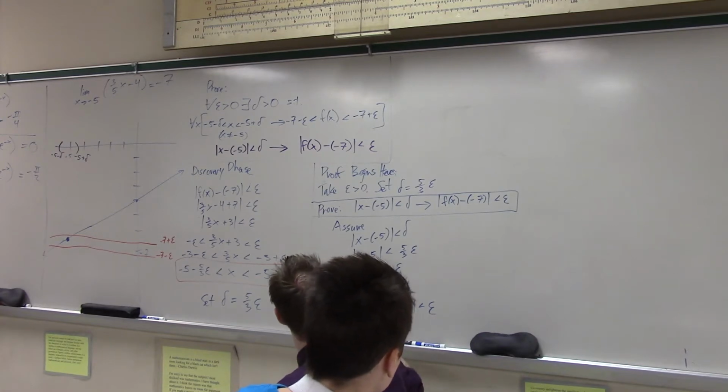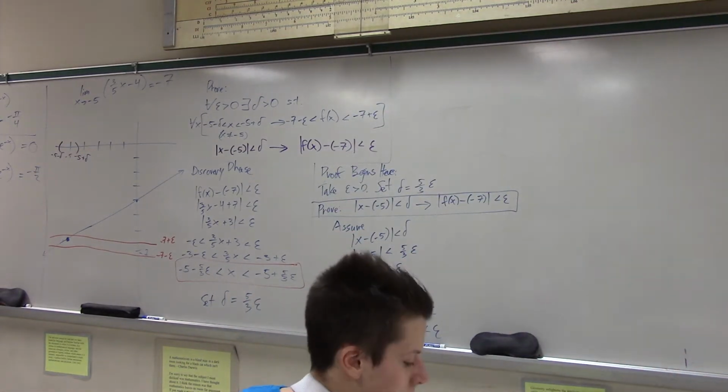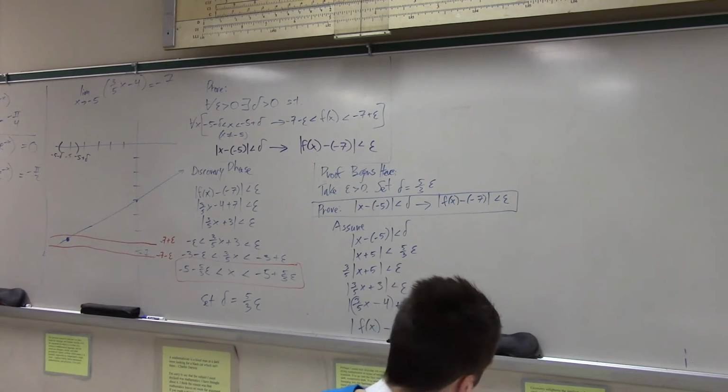So what I've really just shown is that the difference between my function and -7 is less than epsilon, which is the consequent. So I proved the conditional, and I did it for an arbitrary epsilon, so the proof's done. All right, can you guys handle this? I feel like you can.